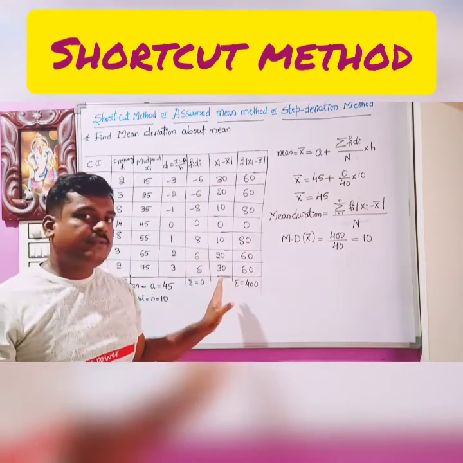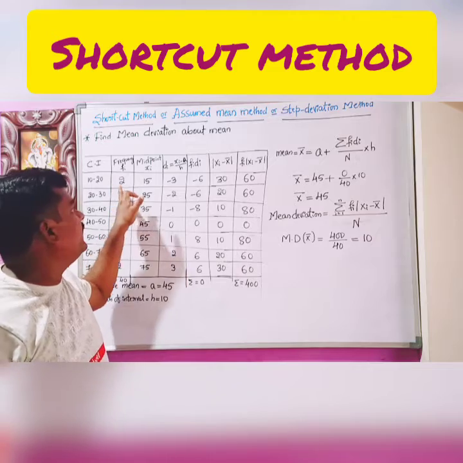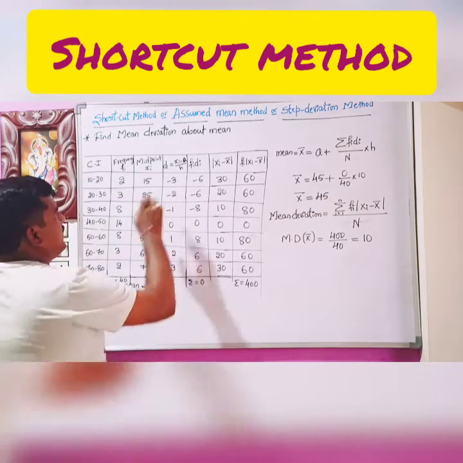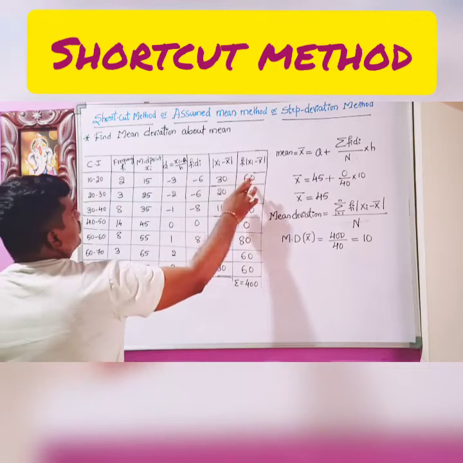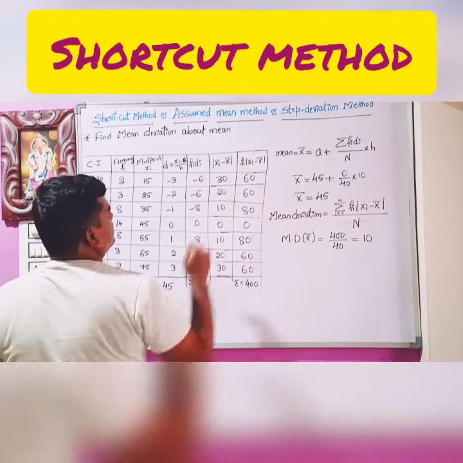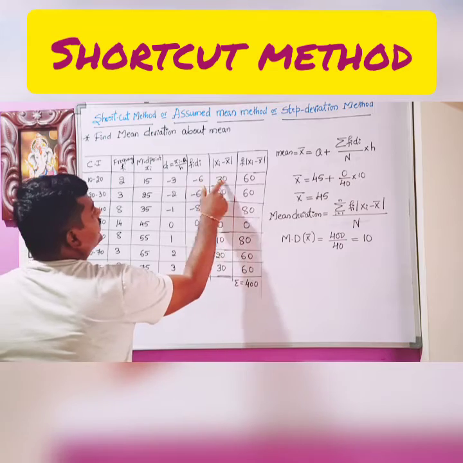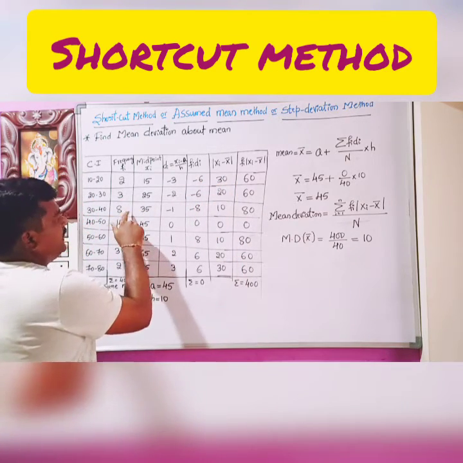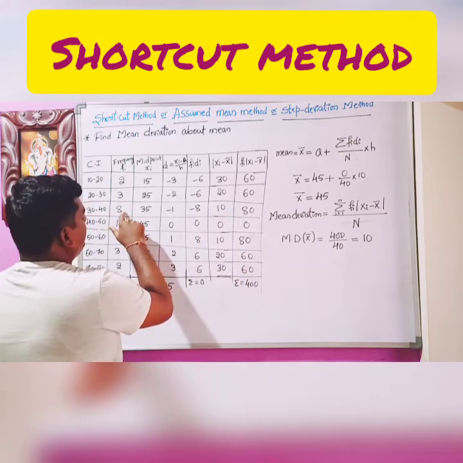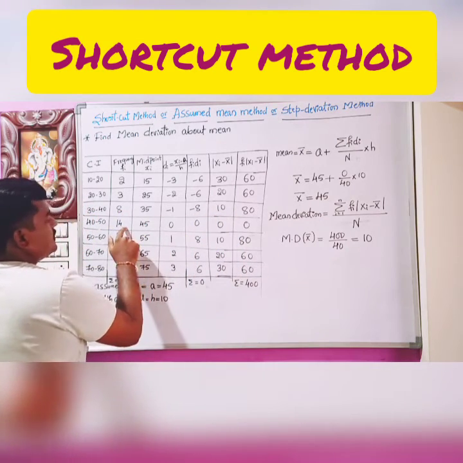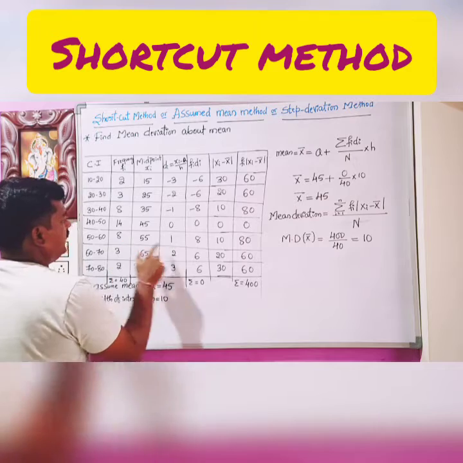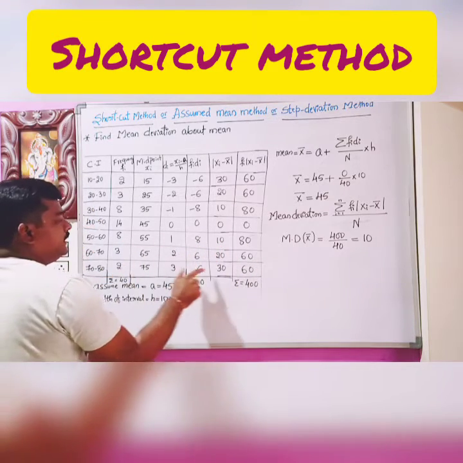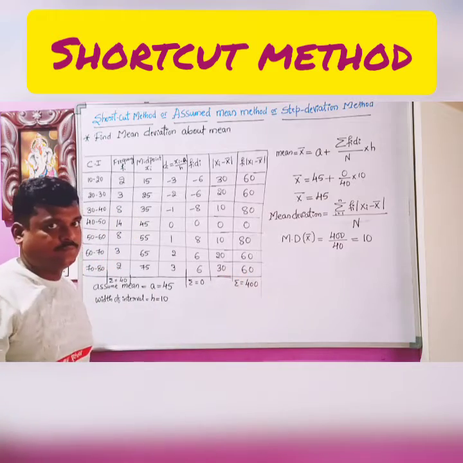After finding this, we find fi into the absolute value of xi minus x bar. To find this, fi into the absolute value of xi minus x bar: 2 into 30, 60, 3 into 20, it is 60. Like this, we have to multiply. 8 into 10, 80. 14 into 0, 0. 8 into 10, 80. 3 into 20, 60. 2 into 30, 60.